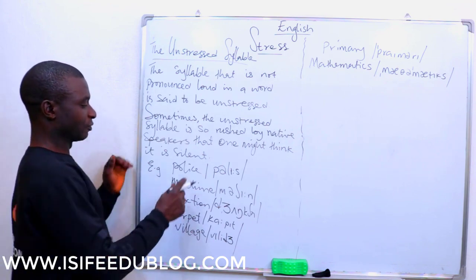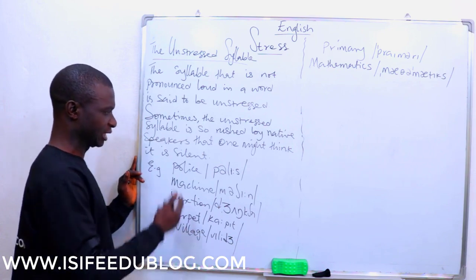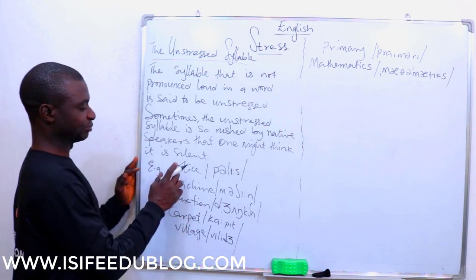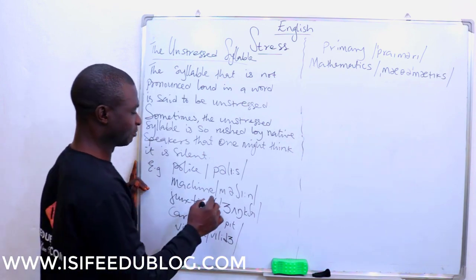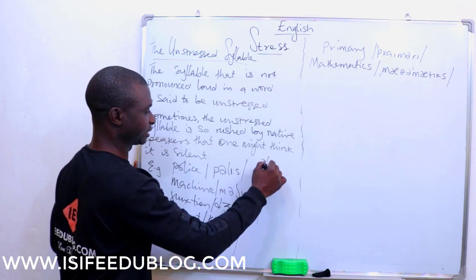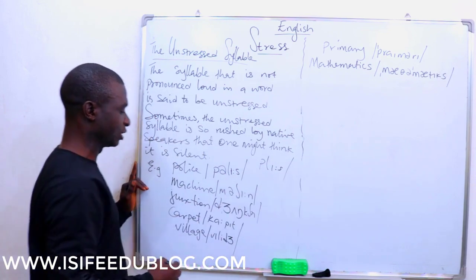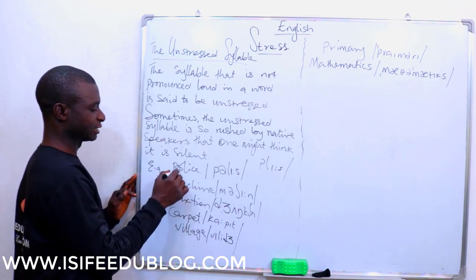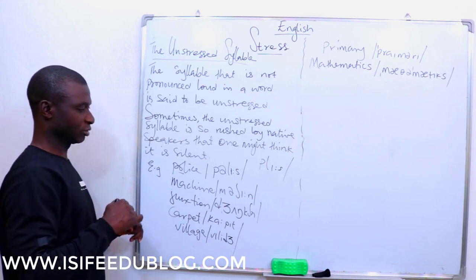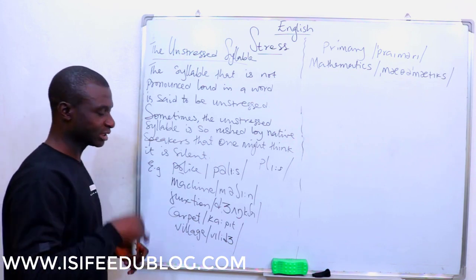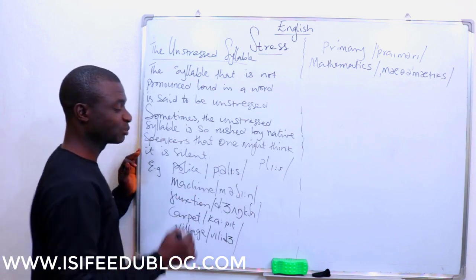Now, there are some controversies with the unstressed syllable, like mentioned earlier. Let me give you some examples. Here is a word, police. Police. A lot of people will tell you that it is "please." I don't like that kind of pronunciation in isolation. The word police has a weak O. It is not a silent O. So we pronounce police, especially in isolation.